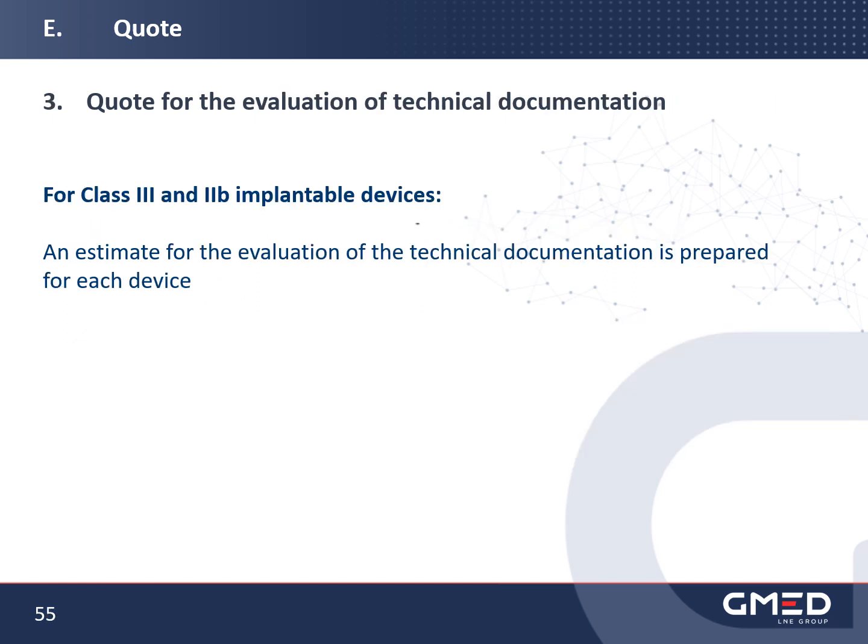Concerning the quotations for the evaluation of technical documentation, for Class 3 and 2B implantable devices, excluding Class 2B implantable devices such as sutures, staples, dental fillings, orthodontic appliances, dental crowns, screws, wedges, plates, guides, pins, clips and connecting devices, a quote for the evaluation of the technical documentation is sent to the manufacturer for each device. These estimates include a formal identification of the device.